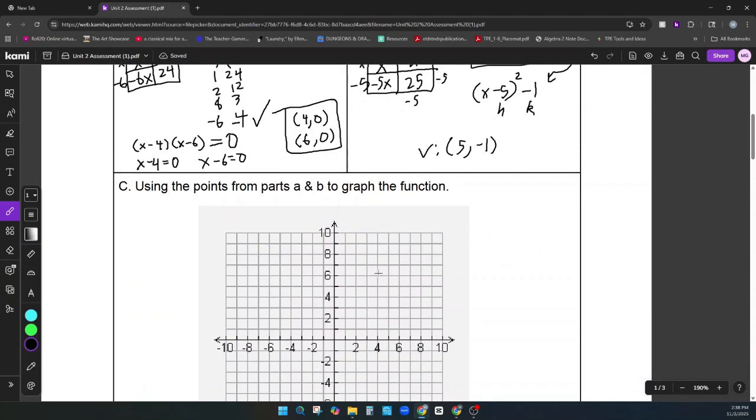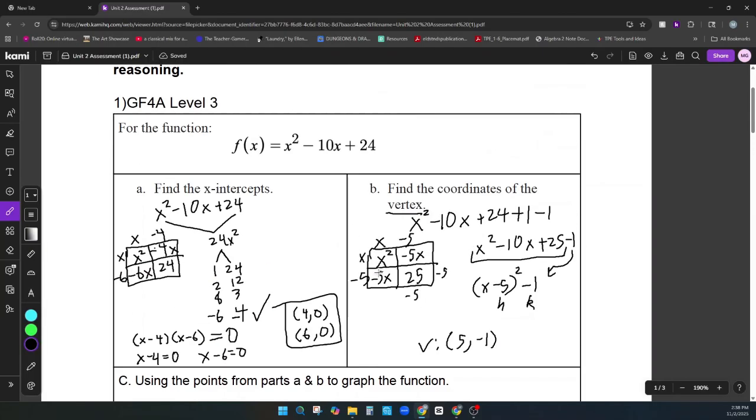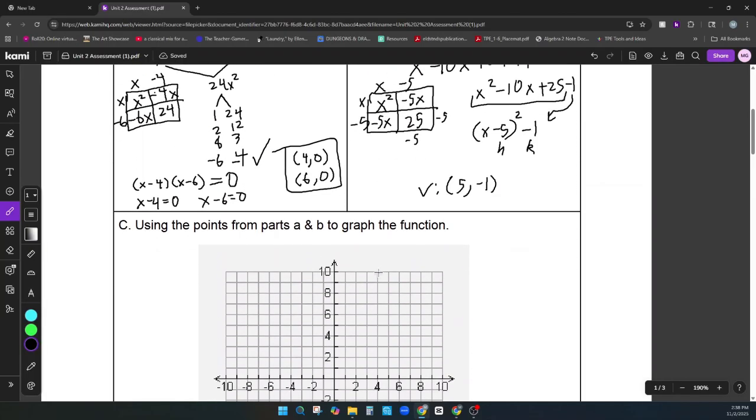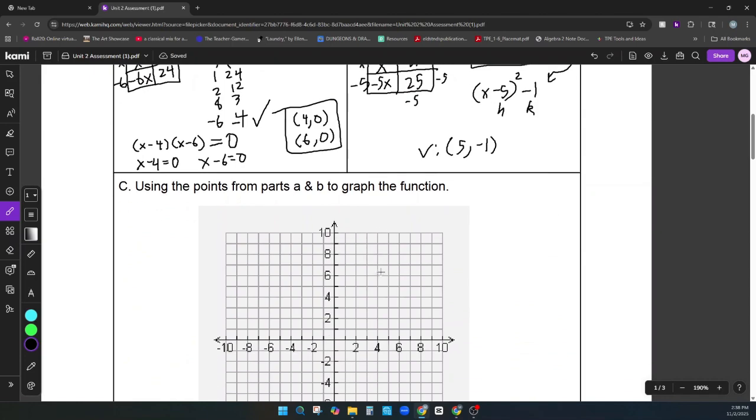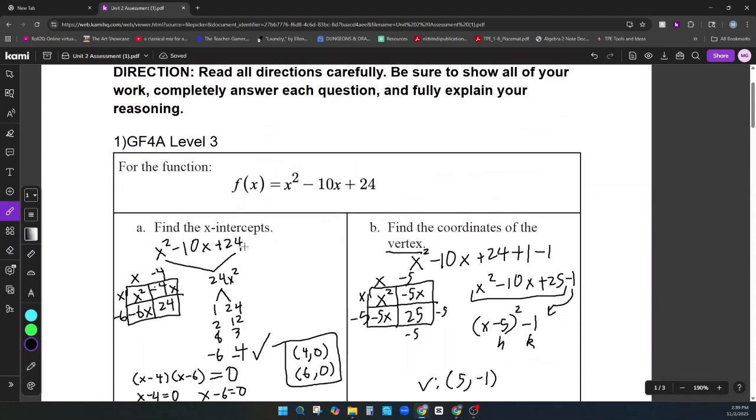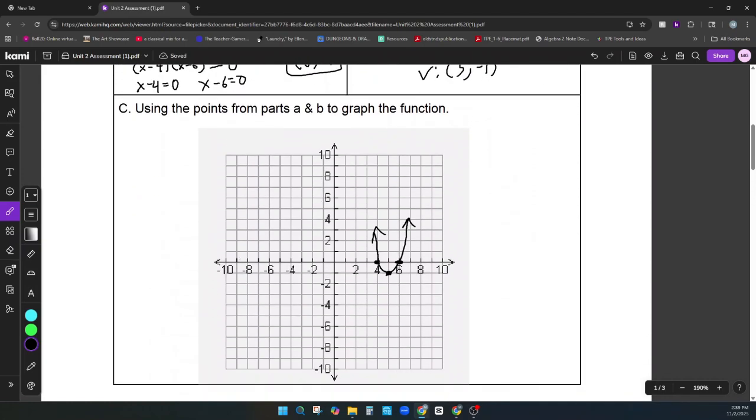Part C is really just joining and checking that I did parts A and B correctly. So it says using the points from parts A and B, graph the function. So I'm going to look at my x-intercepts. I'm going to have 4, 0 and 6, 0. And if I did everything correctly, my vertex should be in the middle of my two x-intercepts. So that would be 5, negative 1, which would be here, which indeed does match up with my expectation. I connect the dots, forming a parabola, and I have my graph for part C. And that completes question 1 for our Unit 2 test.